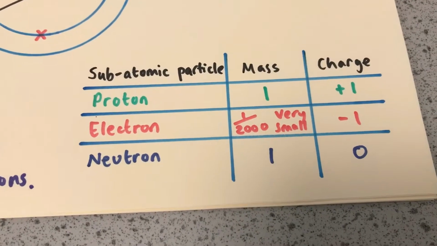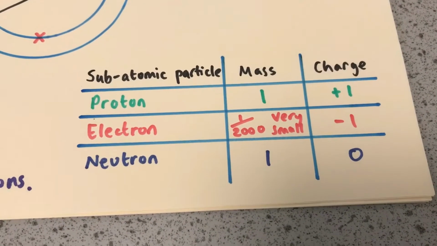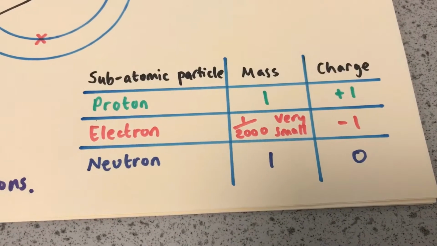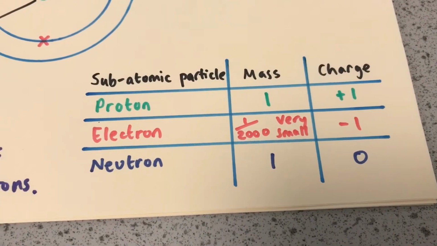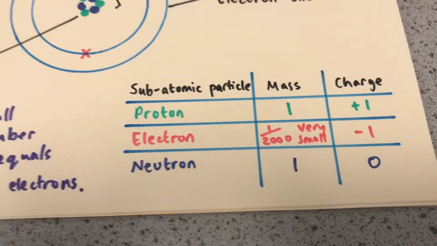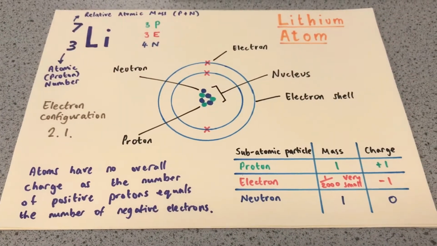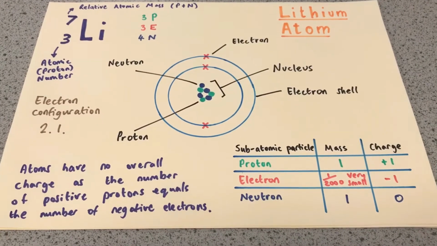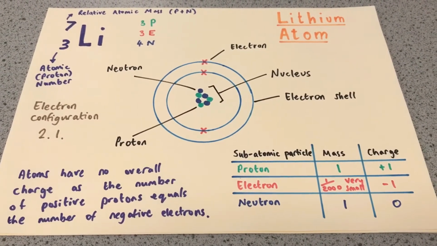Don't confuse mass and charge, okay? Charge, the protons are positive charge, electrons negative charge, neutrons have no charge. We say that they have a neutral charge, okay? So there is everything in summary. Hopefully that will help you with the structure of the atom, looking at the lithium atom.